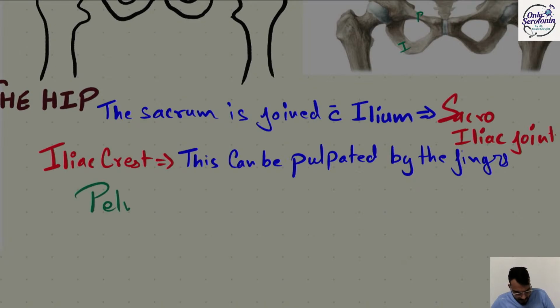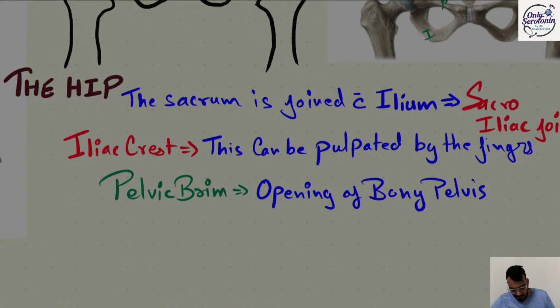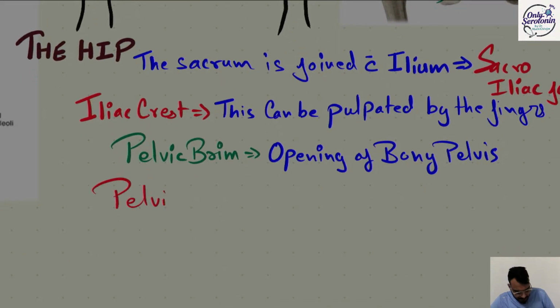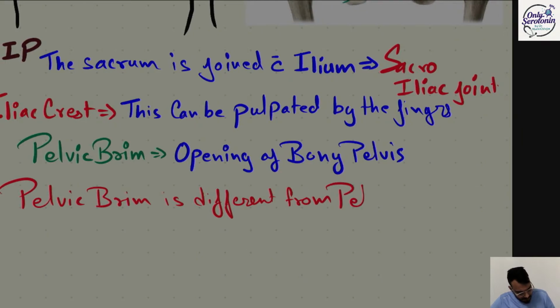Then the next thing is pelvic brim. What is pelvic brim, guys? Pelvic brim is the opening of your bony pelvis. The opening of bony pelvis is what, guys? Opening of bony pelvis is pelvic brim. Remember, guys, pelvic brim is different from pelvic inlet. Okay.